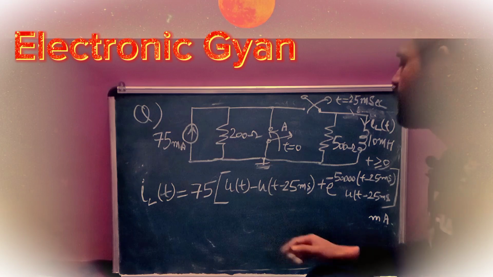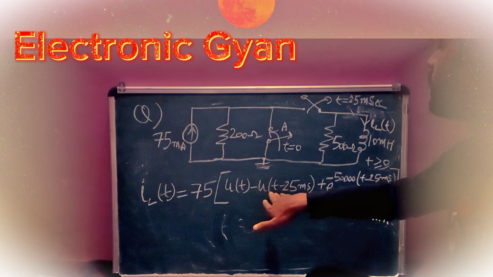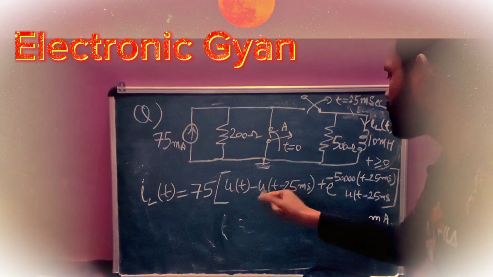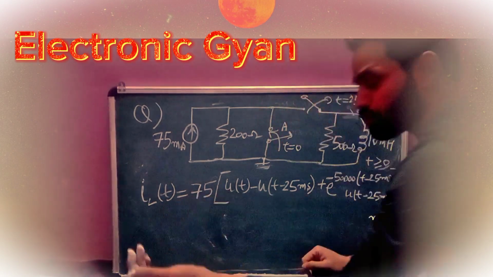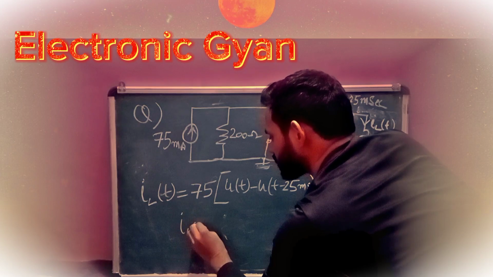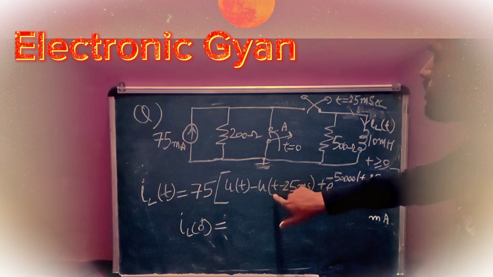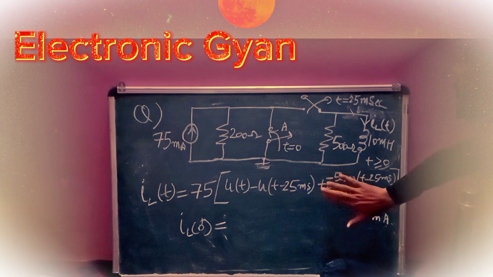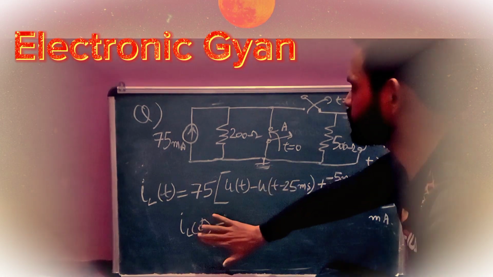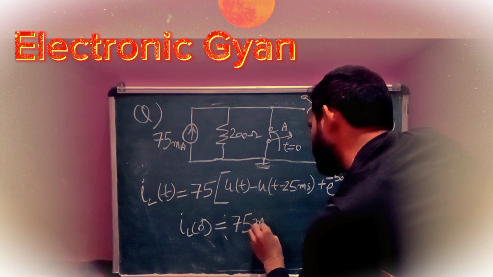Now there is no need to write t greater than 0 or less than 25, because everything is mentioned within the unit step form. You see here, for this duration my current is 75 milliampere, and for t greater than 25 millisecond my current is this. If you want to prove it, see IL of 0. Put 0 here, and this gets cancelled because u of minus 25 is 0, and u of 0 here also gets eliminated. So IL of 0 that I obtain is 75 milliampere.